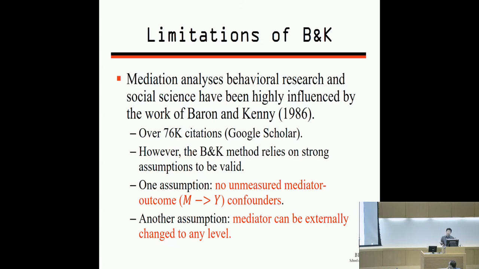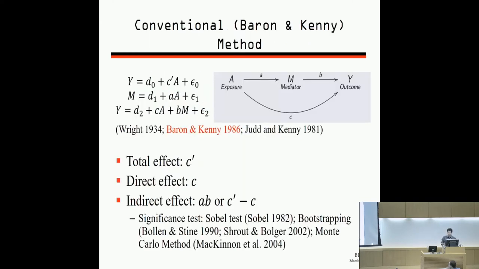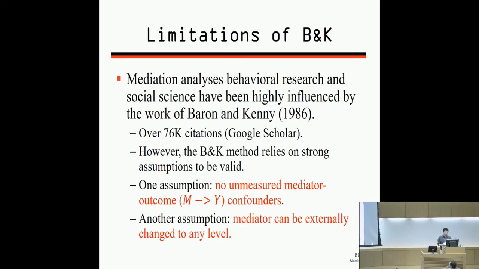However, Baron-Kenny has a list of limitations. One of the limitations is that it assumes there are no unmeasured mediator-outcome confounders. That means there are no confounding factors from M to Y. This is a very strong assumption. The second assumption is that the mediator can be externally changed to any level. Like Roy said, manipulation here can change it to any level you want, which is a very strong assumption.